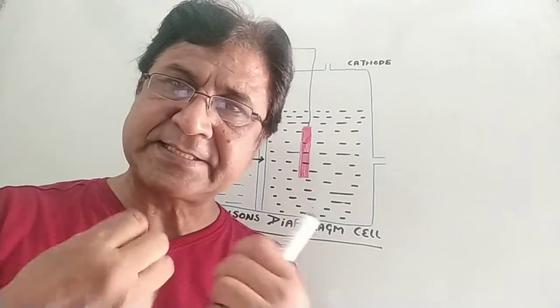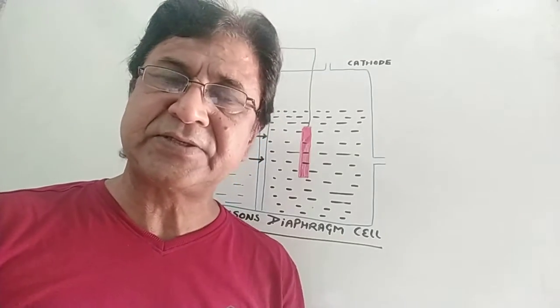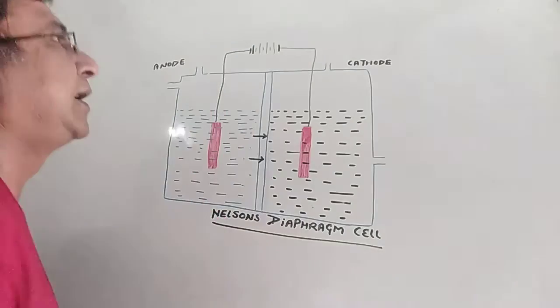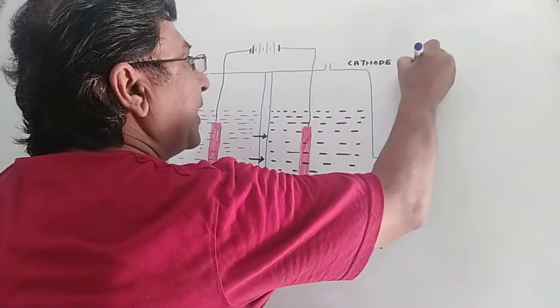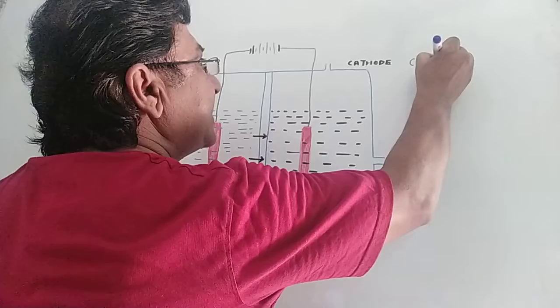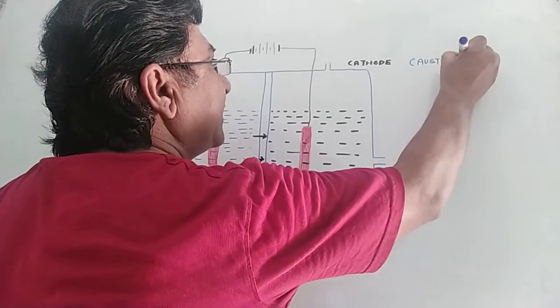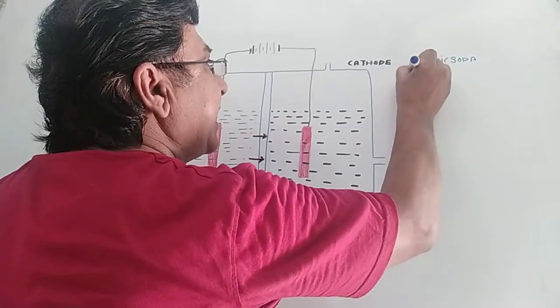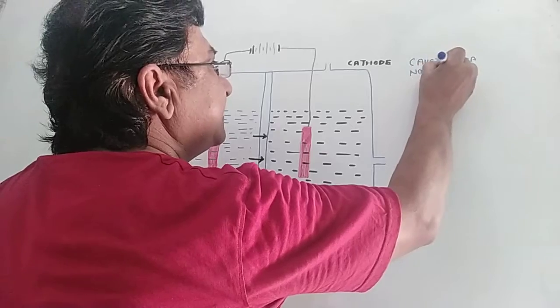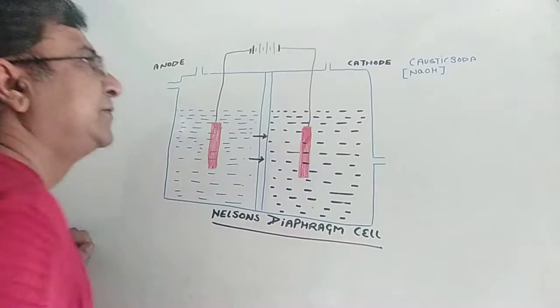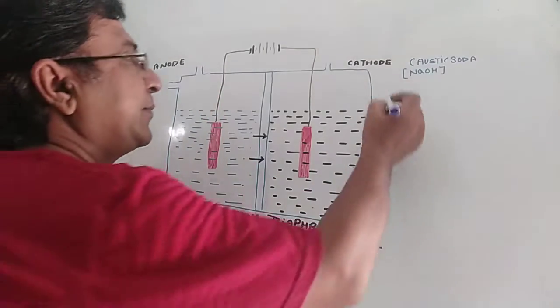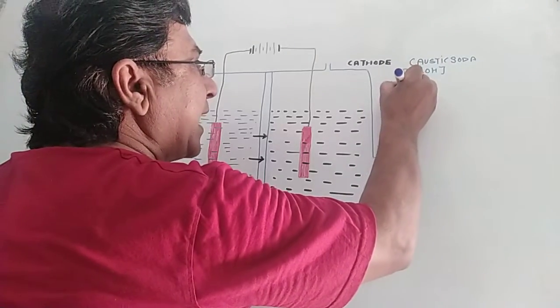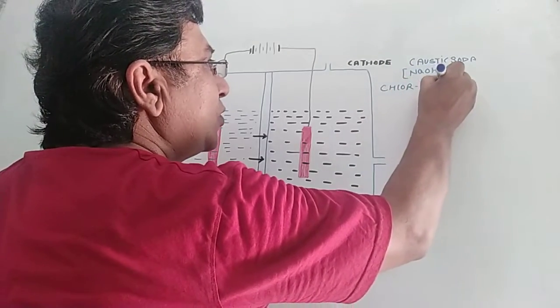Hi students, let's discuss the next portion of acid, bases and salts, that is caustic soda. How to prepare caustic soda? Let us discuss caustic soda. The formula of caustic soda is NaOH. Correct? First remember, it is prepared by a process called the chlor-alkali process.